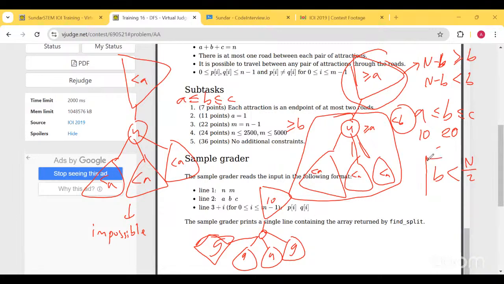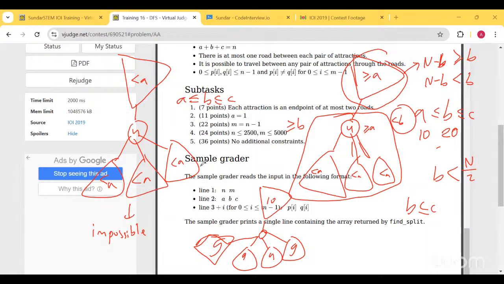Do you know why P is always less than n divided by 2? Why? Just prove it by contradiction. Yes, that's it. Because P is always less than or equal to C. If P is greater than or equal to half, yes, that's it, then it means P is greater than C. So it is a contradiction. Alright.